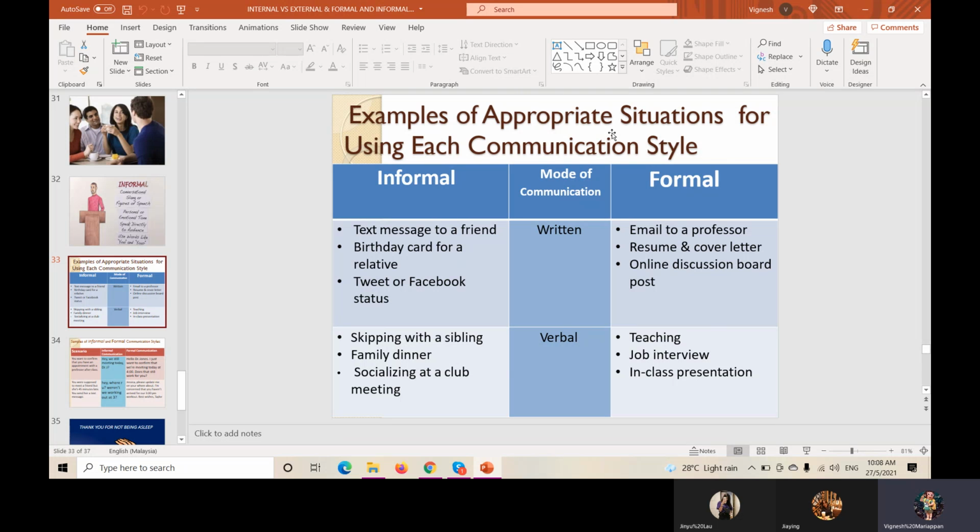Okay, so examples, can I give the examples? Okay, formal and informal. Jinu, can you find the slide there?